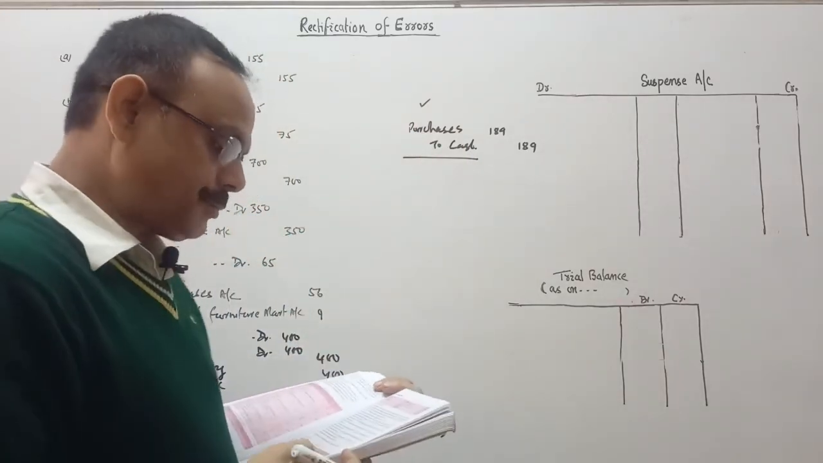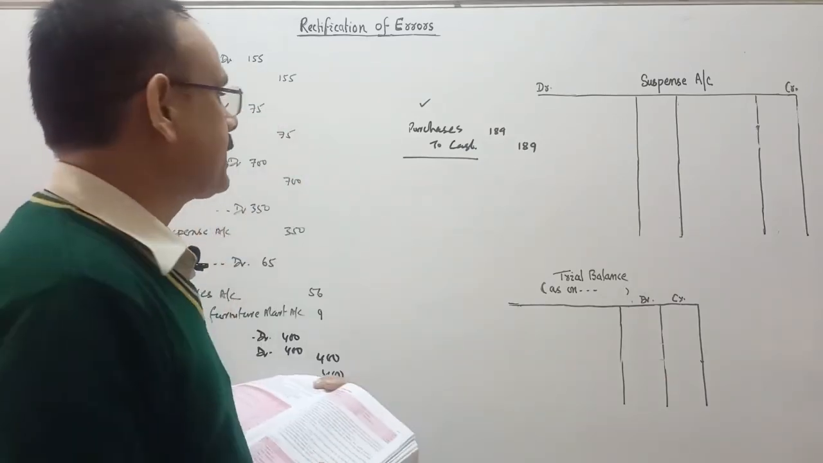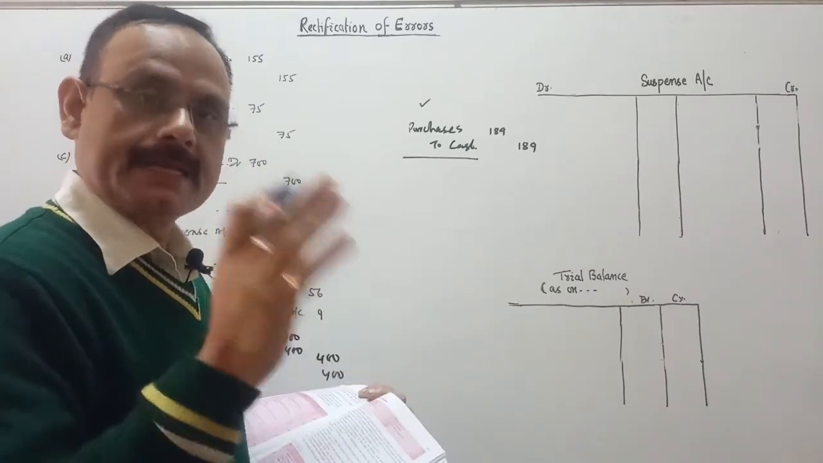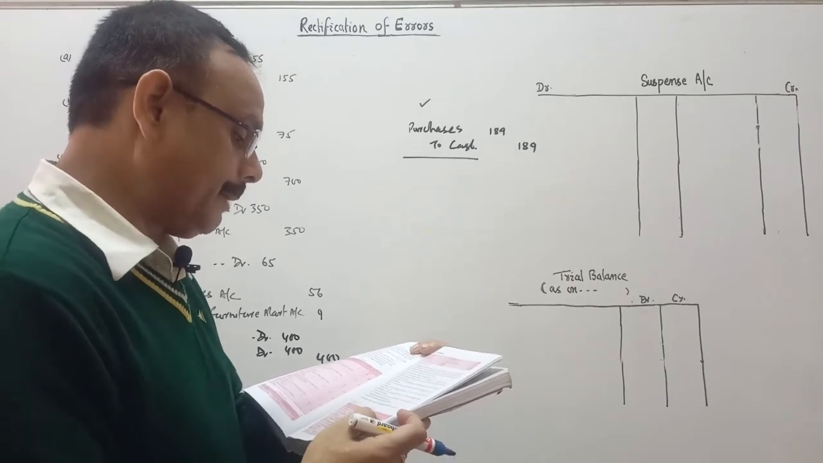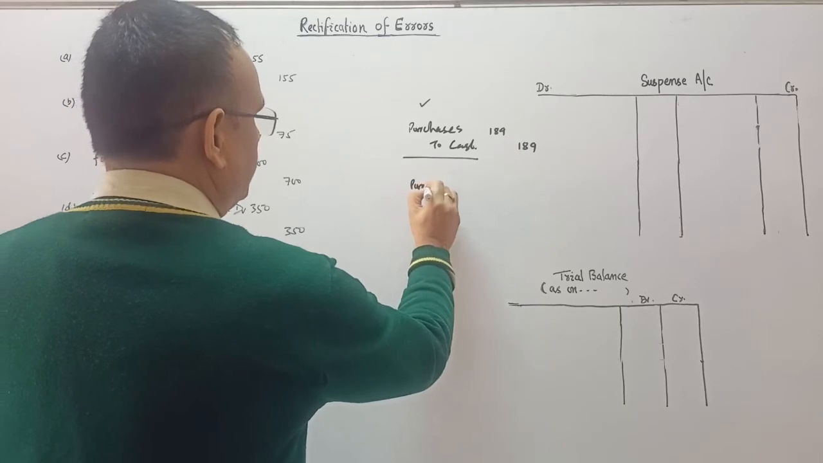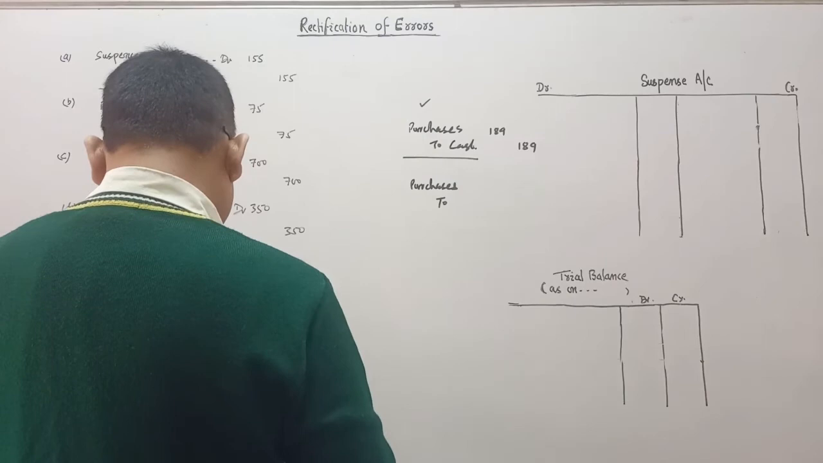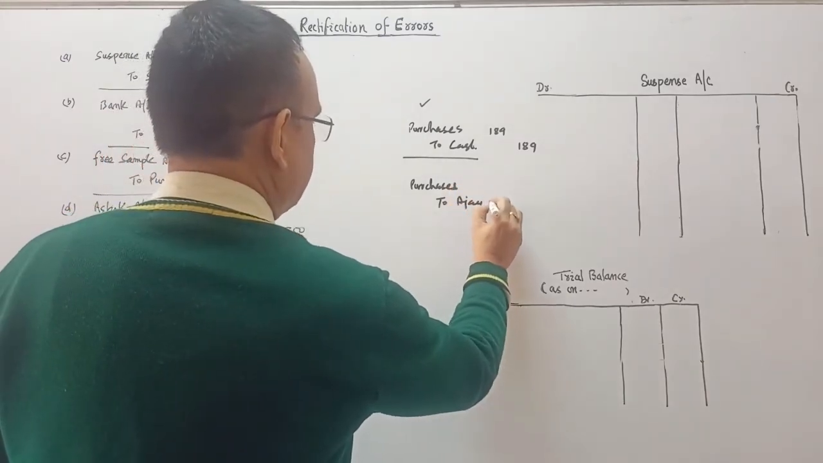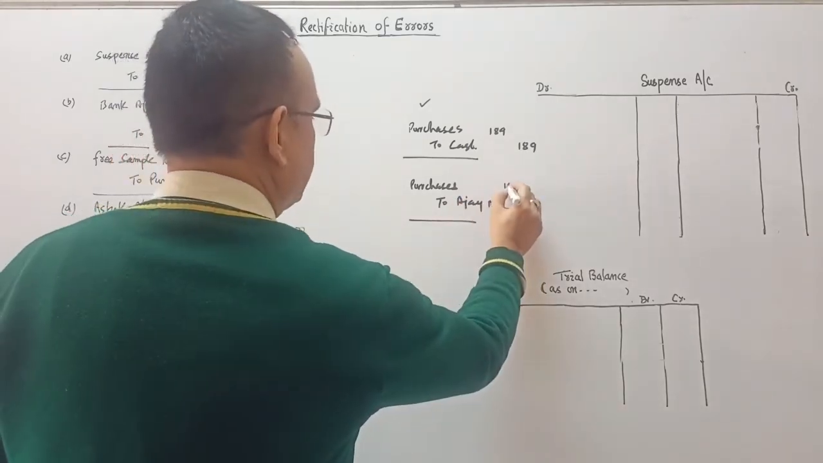It was recorded in the cash book as well as in the purchase book. In two books it is recorded. Means purchase account debit to cash account, and when we record in the purchase book, purchase account debit to Ajay account. Purchase account debit to Ajay account 189.